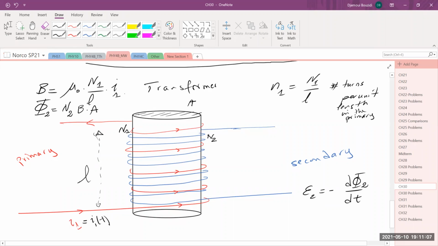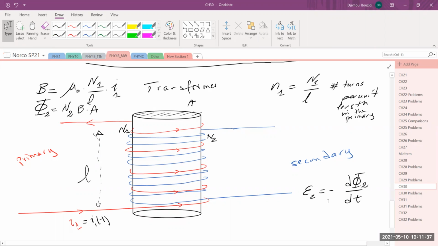Provided that this current I1 changes with time. If this current does not change with time, there is always a flux in the secondary, but this flux is not changing with time, so therefore its derivative is zero, there will be no EMF. So the condition for a transformer is that it works with time varying currents. In order for a transformer to work, the current better be a time changing current. If the current is not time changing in the primary, nothing is going to happen in the secondary, okay?